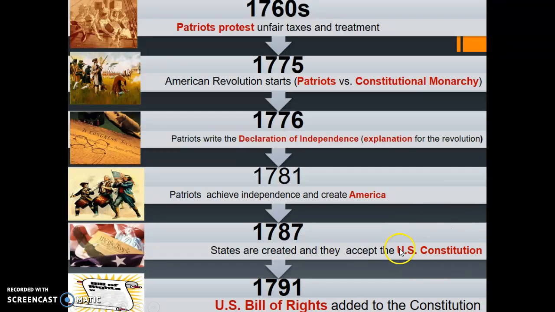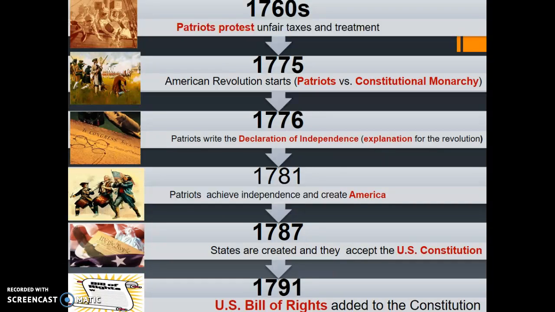So the U.S. Constitution outlines and explains the democracy that the United States has. But the U.S. Bill of Rights is a clear list indicating all of the freedoms that the American people have that the democratic government cannot take away.